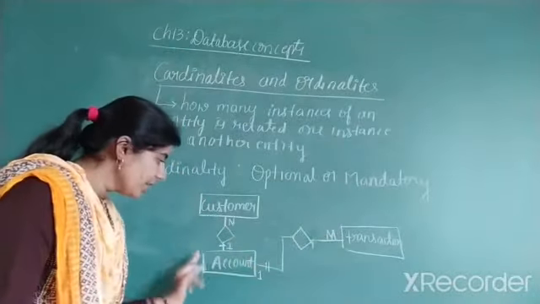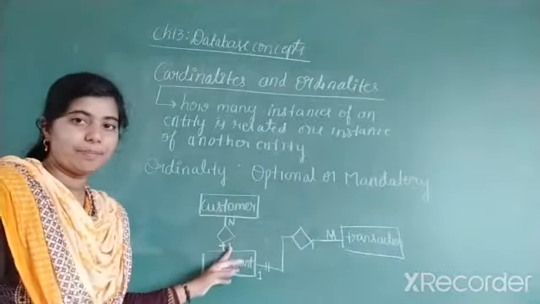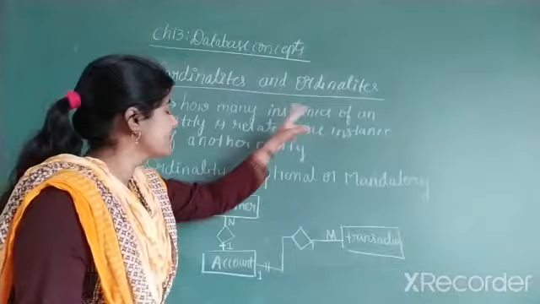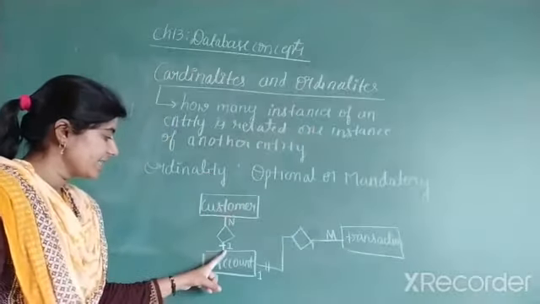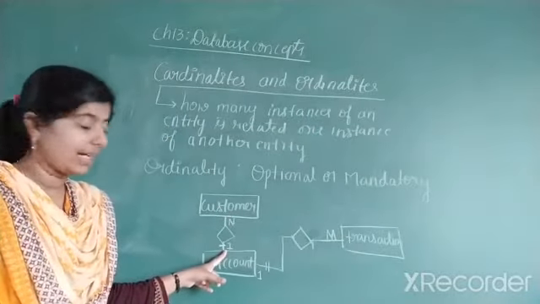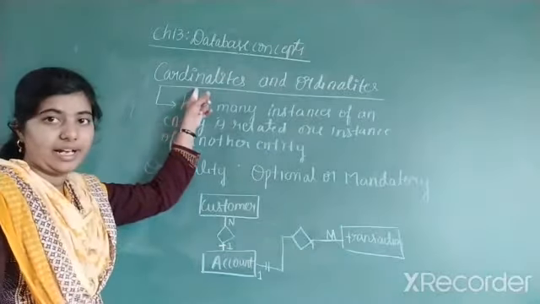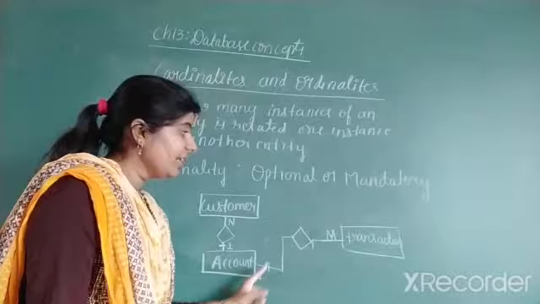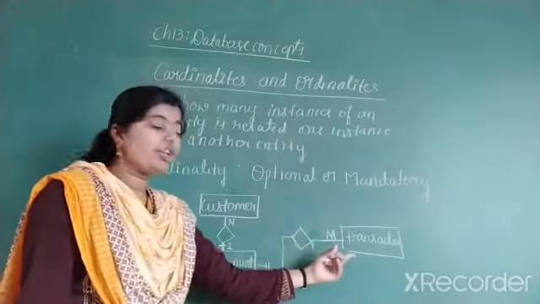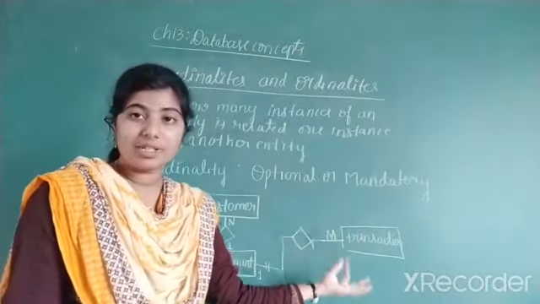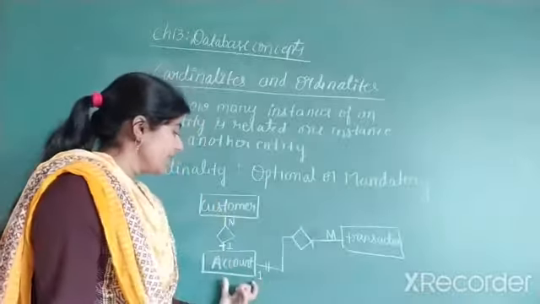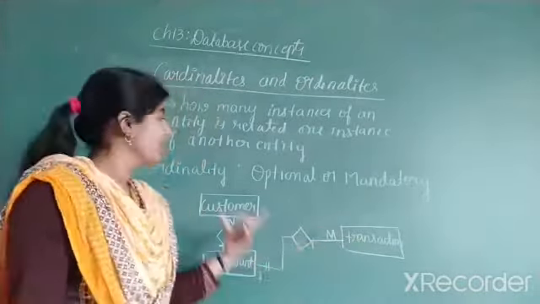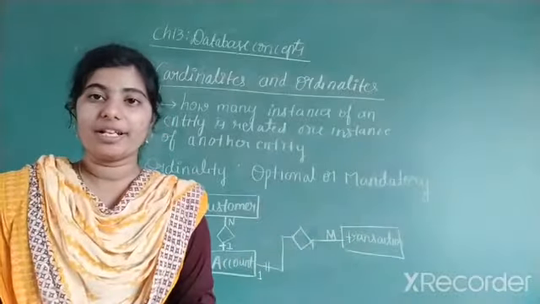Here the account is mandatory or it is compulsory. The n number of customers means how many instances of one entity are related to one instance of another entity, that is called as cardinality. Ordinality defines whether it is mandatory or optional. Means in order to do a transaction, ನೀವು transaction ಅನ್ನು ಮಾಡಲೇಬೇಕು ಅಂತ ಹೇಳಿದ್ರೆ the account must be mandatory. This relation should be mandatory. That is identified by the ordinality.